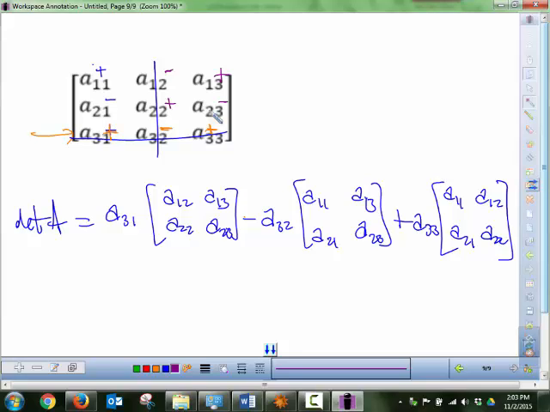All right, so eigenvalues of matrices. Now we can find the eigenvalues for 3 by 3 matrices and 4 by 4 matrices for that matter.